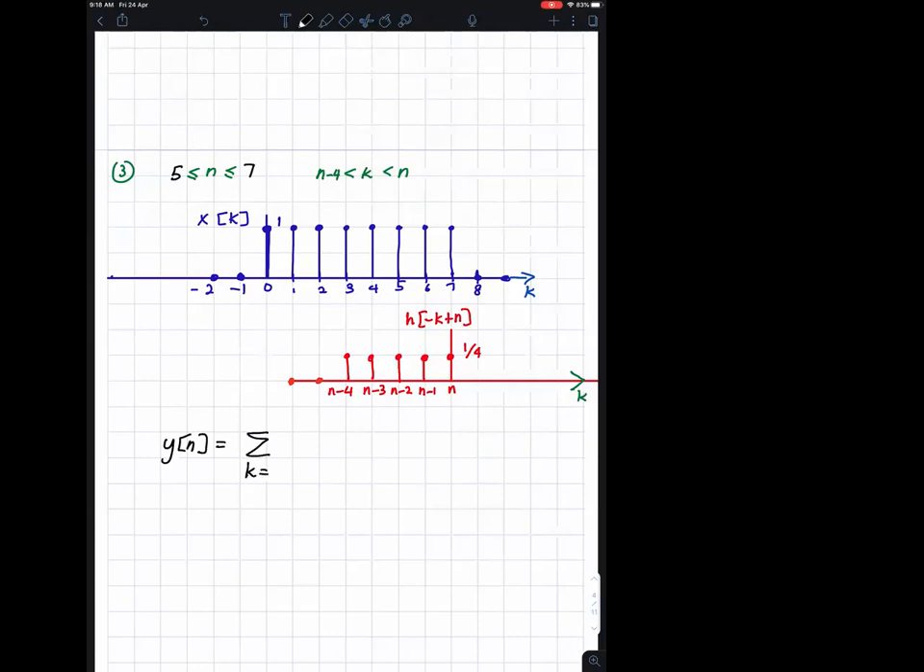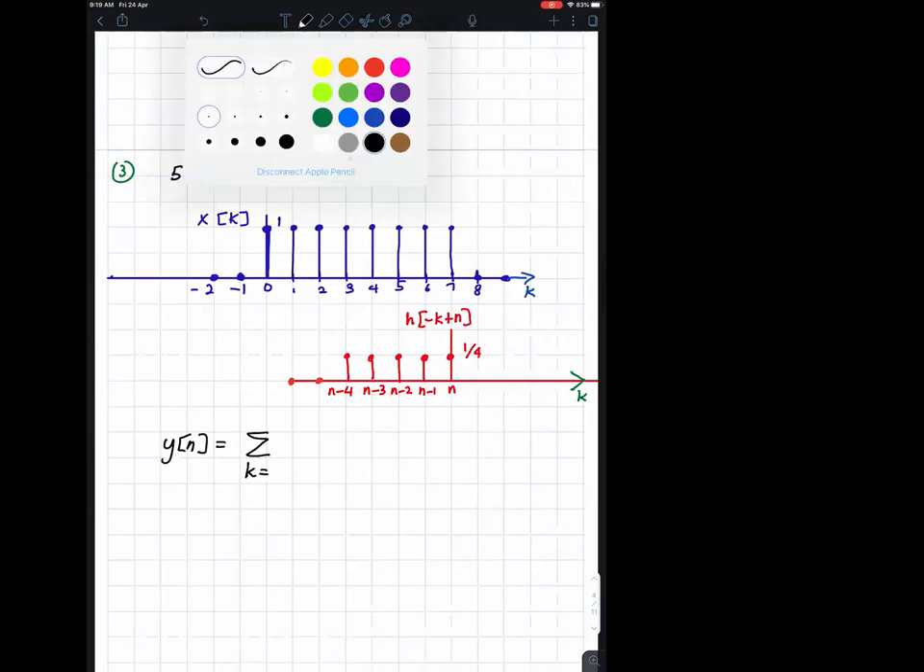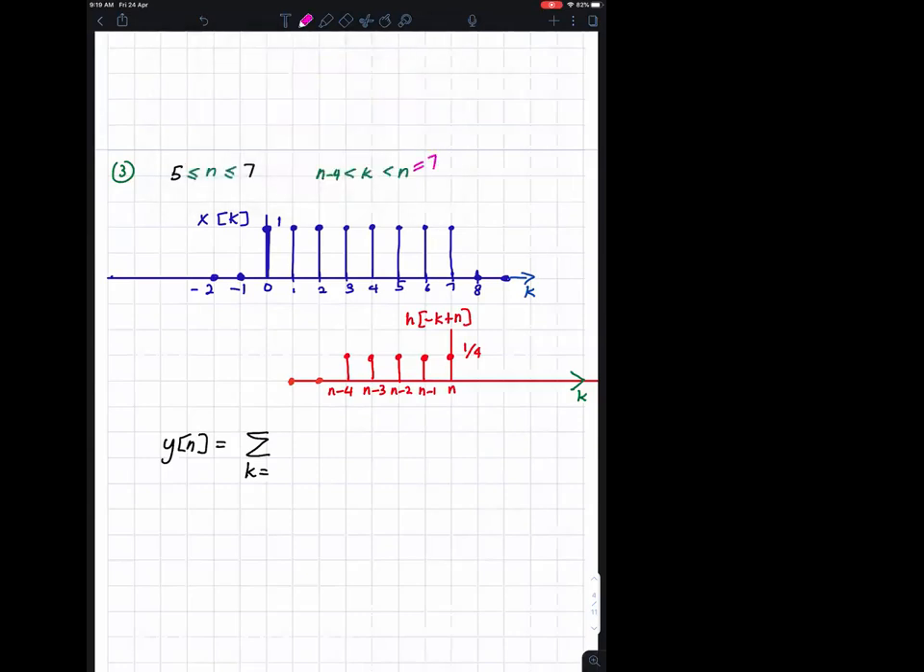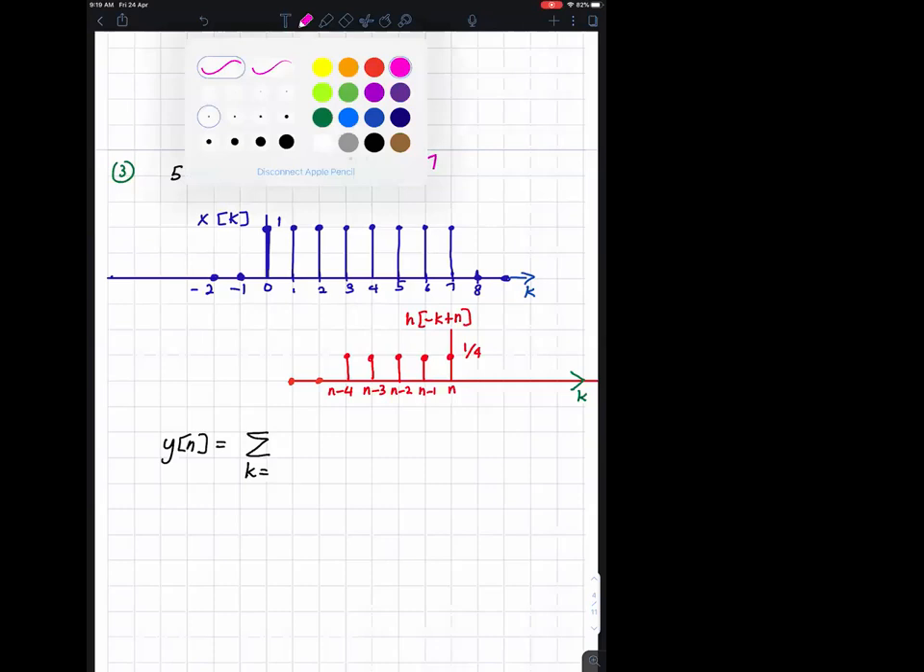So the lower limit for this convolution part is, yes? Can we try to put in n equal to 5, n equal to 6, n equal to 7 to see how it works? Of course, this n is going to be 7 eventually. You also can put 7, no problem. Okay, sir. The lower limit is n minus 4.